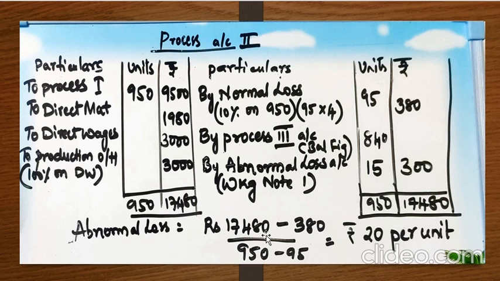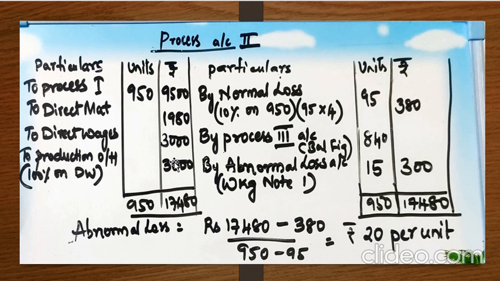When you use this formula, you will get your cost per unit. So 17,480 is your total cost. How much is your normal loss value? 380, divided by 950, the introduced units, minus 95, your normal loss units, is equal to rupees 20 per unit. So how did you get this abnormal loss amount? 15 into 20 will give you 300. So 300 is your abnormal loss value.